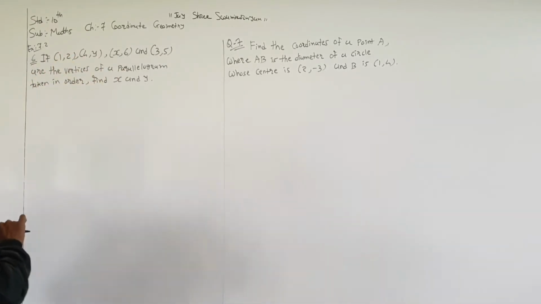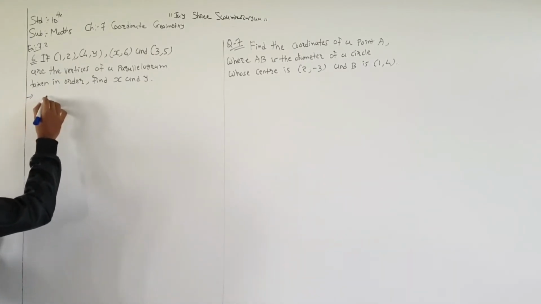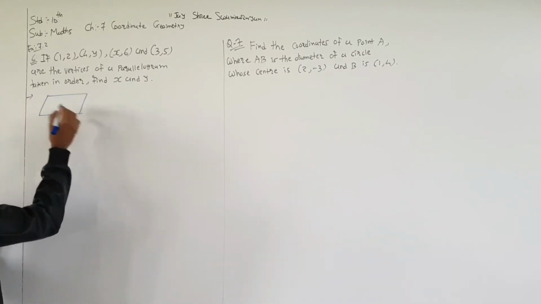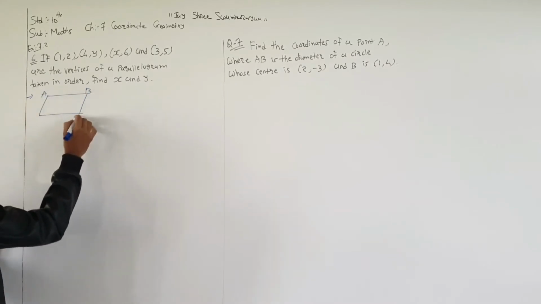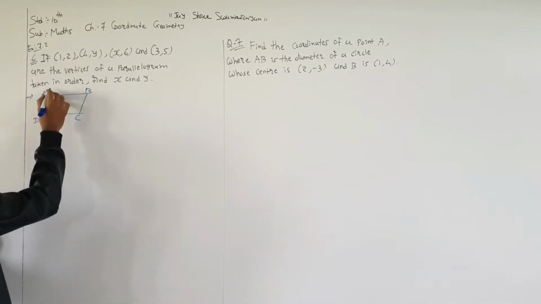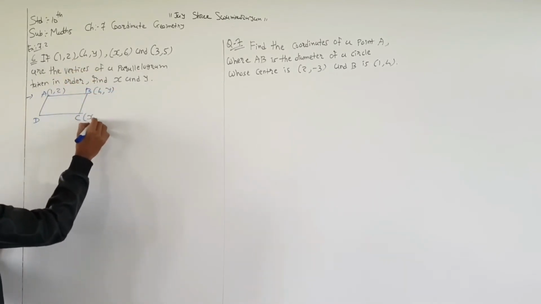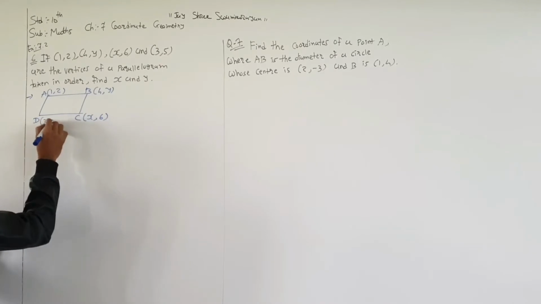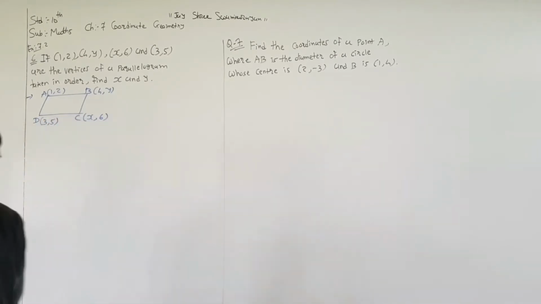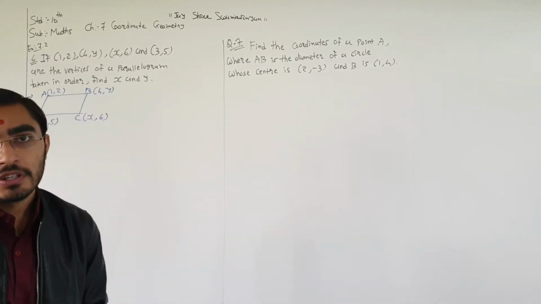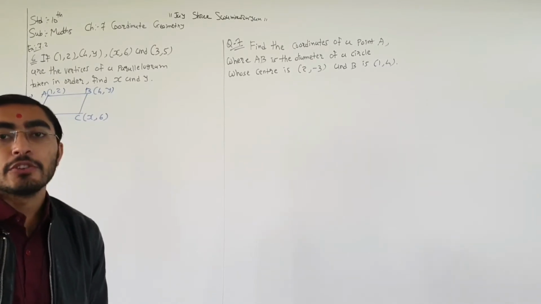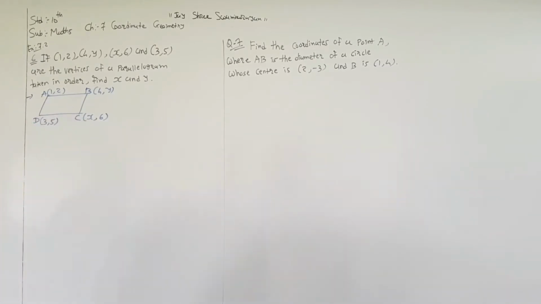So first of all, draw one parallelogram ABCD. Now A is (1, 2), B is (4, y), C is (x, 6) and D is (3, 5). We need to find the value of x and y. Here we have two ways. First, we can use the distance formula, because the distances of AB and CD are the same, and the distances of AD and BC are the same.